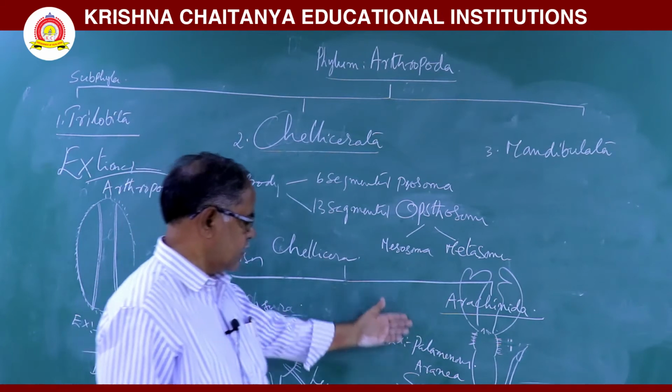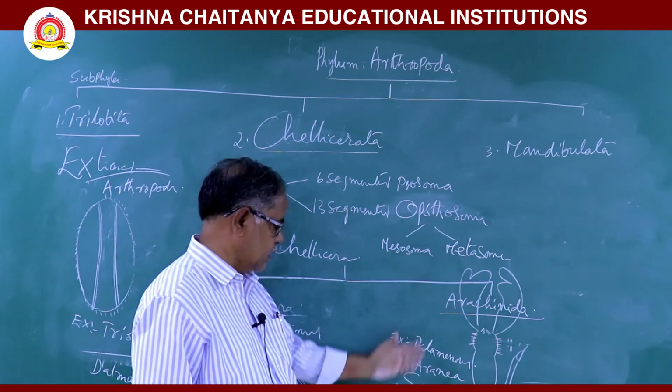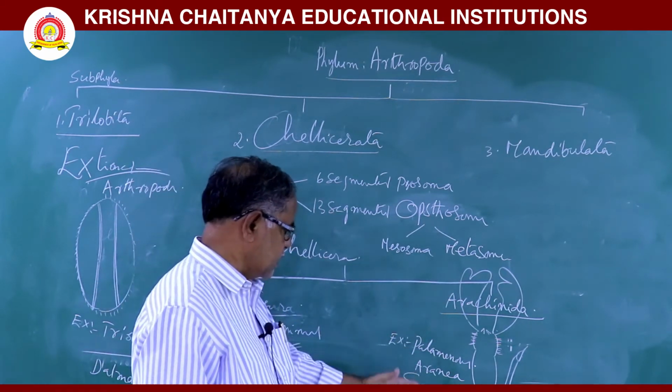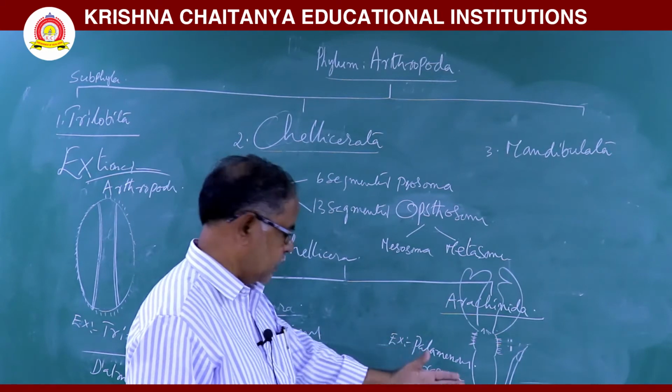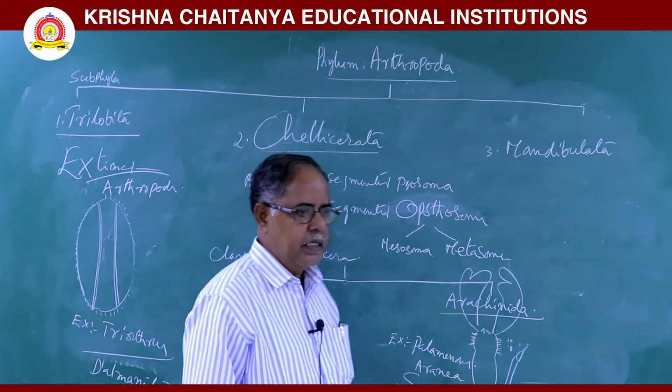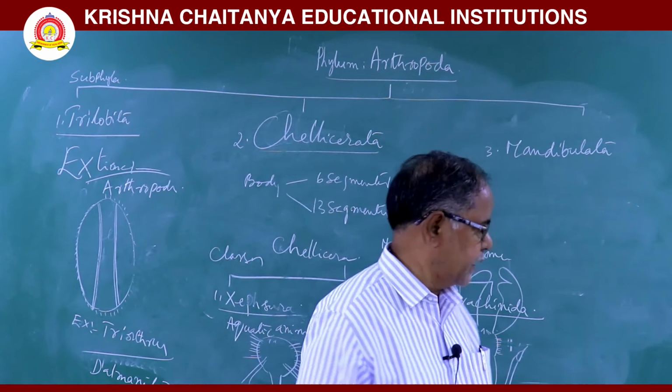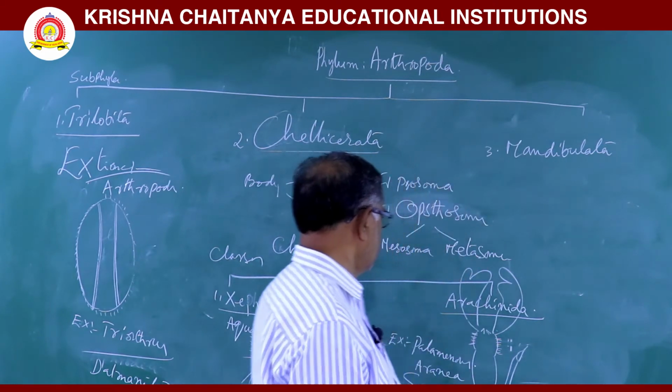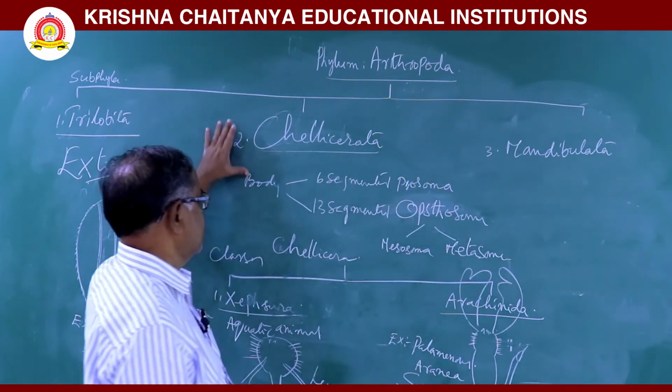These are examples for arachnids. Pelamnius, that is a scorpion. Aranea, spider. Sarcoptes, itch mite. This is about Chelicerata.